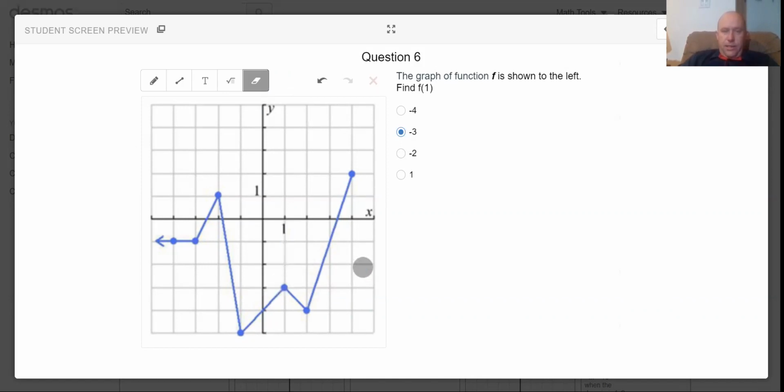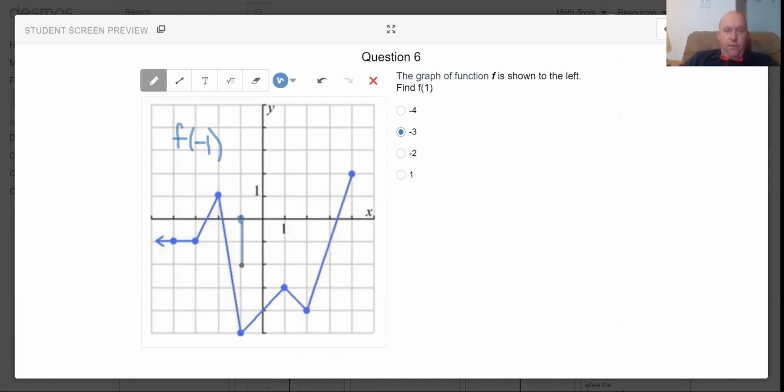Now, just so we can practice on other ones as well, if you were asked to do, for example, f of -1, once again, as it's in parentheses, I know this is the X value. I would go to -1 on the X value, on the X-axis.